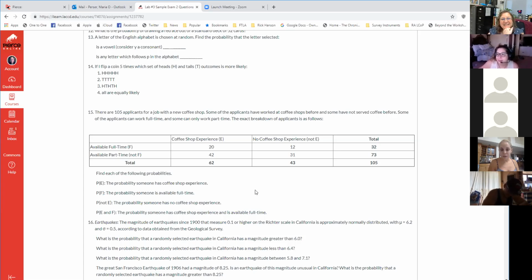Okay, so not E. Notice how I put little symbols because I don't want to write the whole thing out, so I usually use symbols. E stands for experience, and not E stands for no experience, just like F stands for full-time and not F stands for part-time. Very good. And now 24.